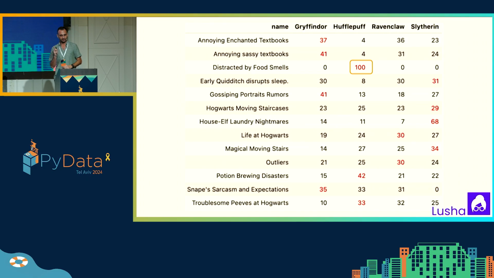One of them is that only the house of Hufflepuff is distracted by food smells. Maybe their dormitories are very close to the kitchen. Another one is that both Gryffindor, Hufflepuff, and Ravenclaw students complain about Snape, the potions teacher. But the house of Slytherin does not complain about him. Maybe the fact that Snape is the head of the Slytherin house has something to do with it. So we can take those insights to the headmistress, and she can take steps to address this issue.